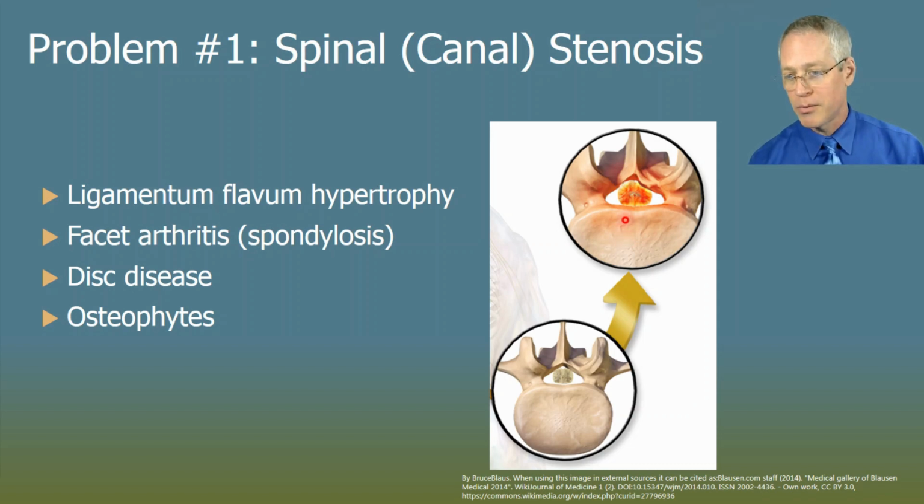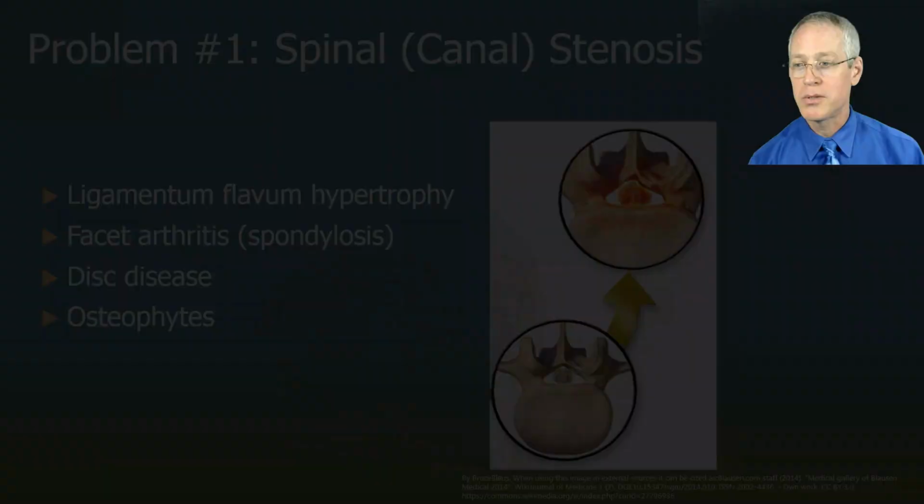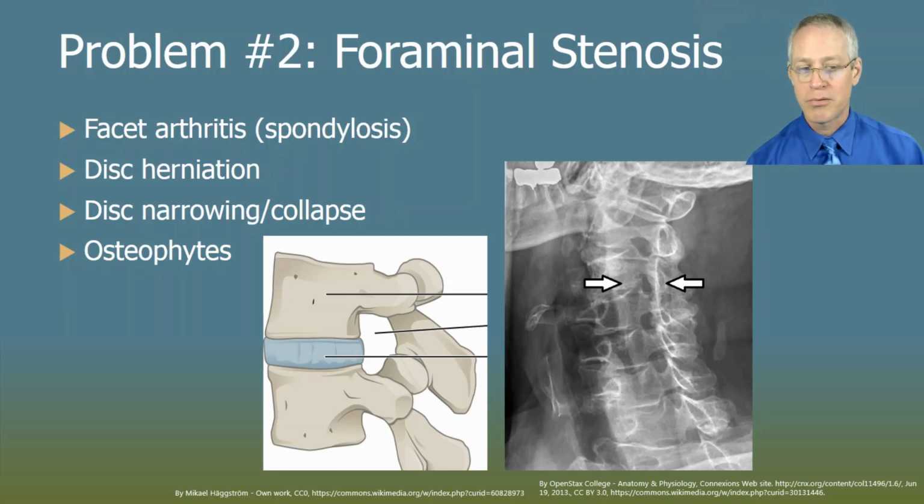Disc disease, the disc would be here, can herniate, bulge, or otherwise press from the front towards the back against the spinal cord. And then osteophytes can form in any number of areas, from the lip of the disc to the facet, etc., and come in and around the spinal cord. So that's spinal stenosis. Problem number two, foraminal stenosis.